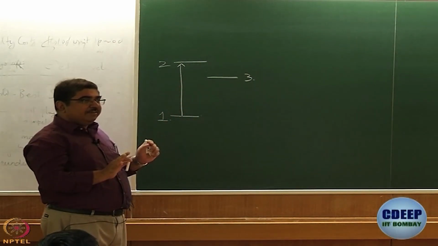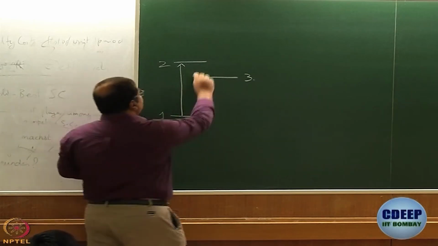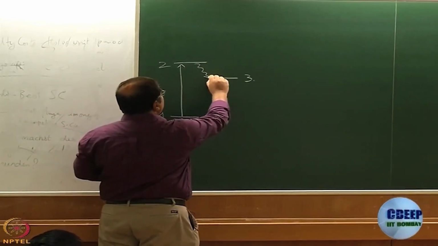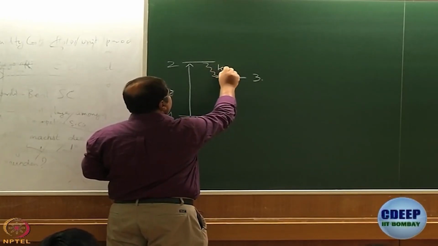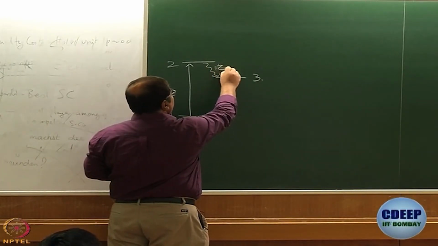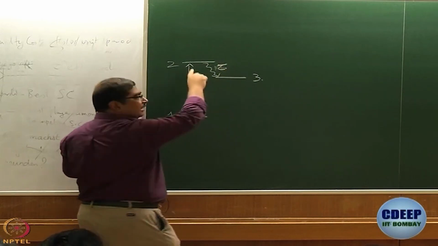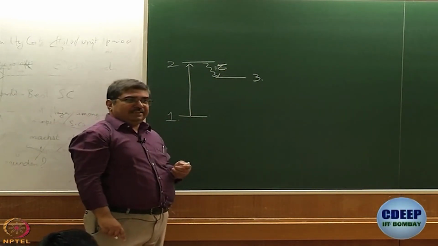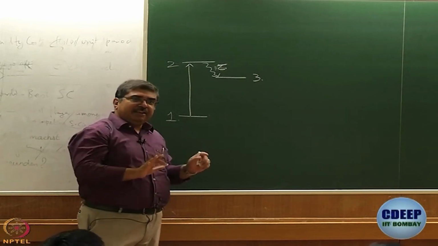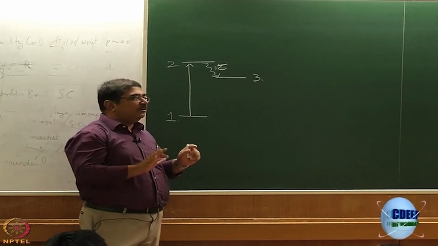Understand what I am saying? So if this is the case, then the time I want to measure is associated with this one. I will just write tau. This is the time that I need to measure, the time required for going from 2 to 3. Are we clear? Time for a bond to break.